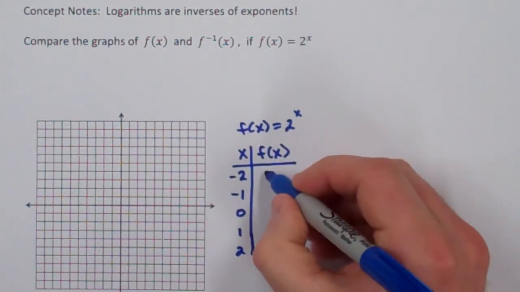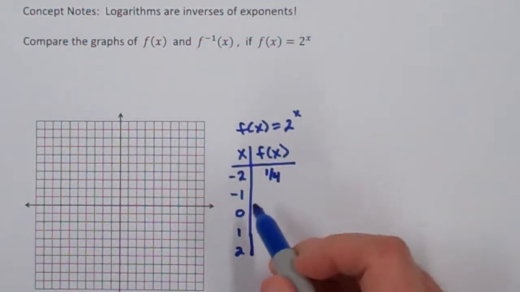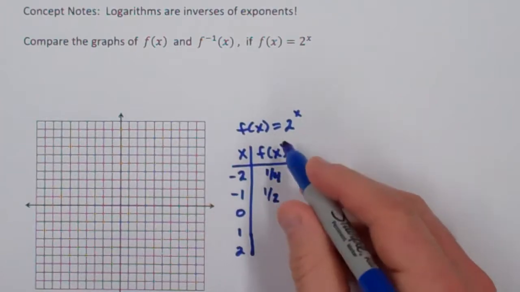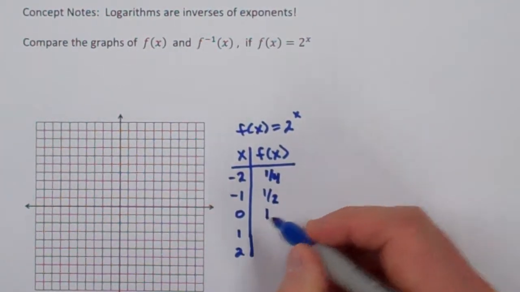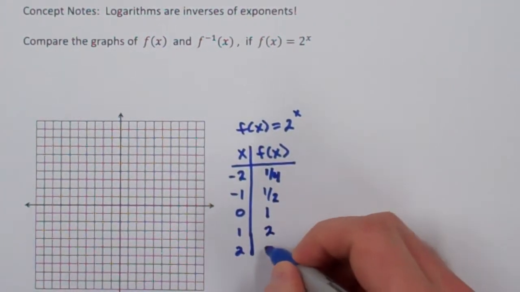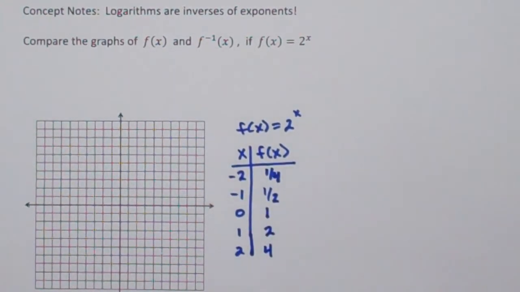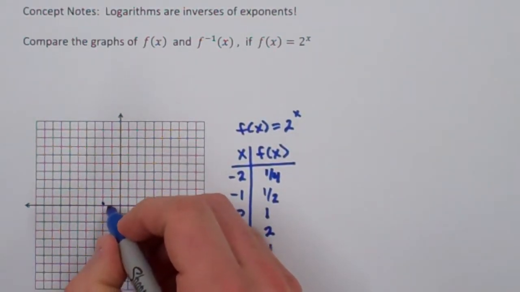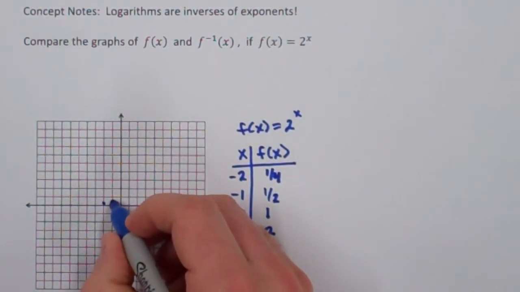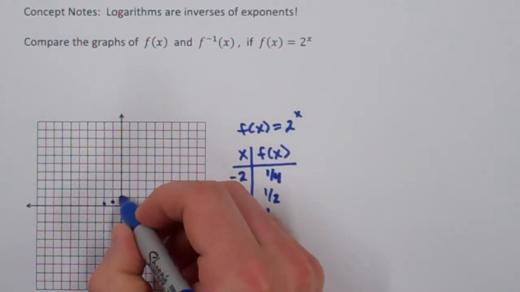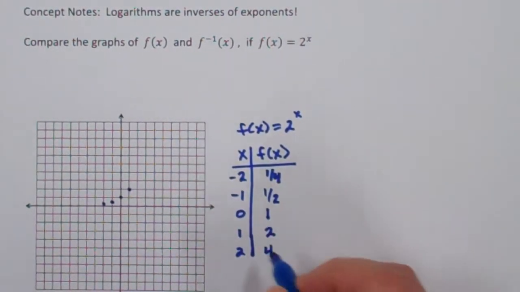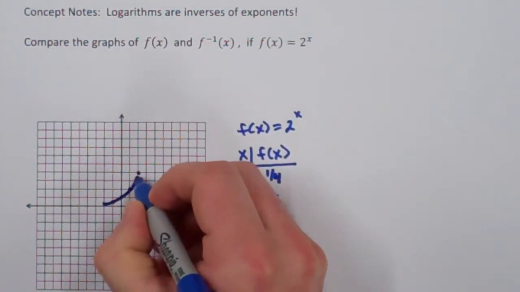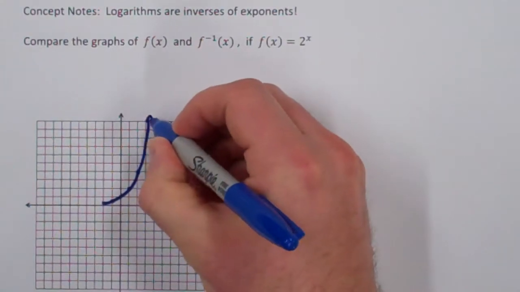And 2 to the -2 power would be 1 over 4, 1 over 2 squared. And 2 to the -1 power is 1/2. 2 to the 0 power, that's 1. 2 to the first power is 2. And 2 squared would be 4. If we plot those here, we've got -2 and 1/4, -1 and 1/2, 0, 1, 1, 2, and then 2, 4. We get this nice curve that will look a little bit like this.